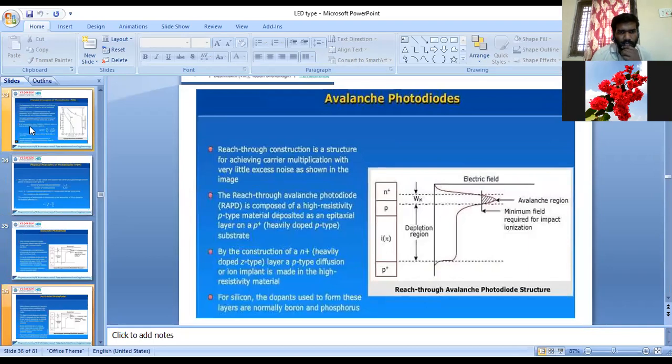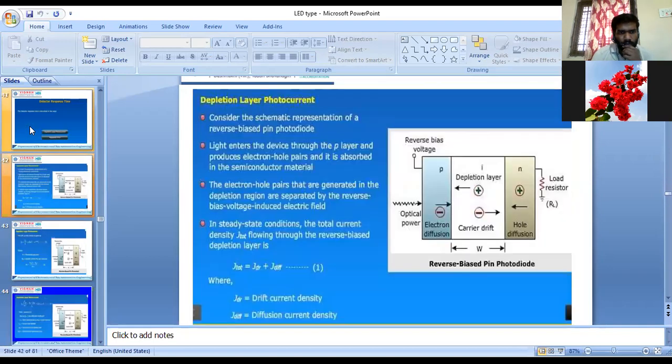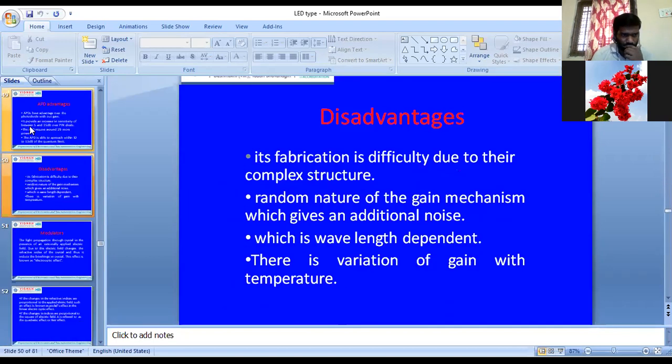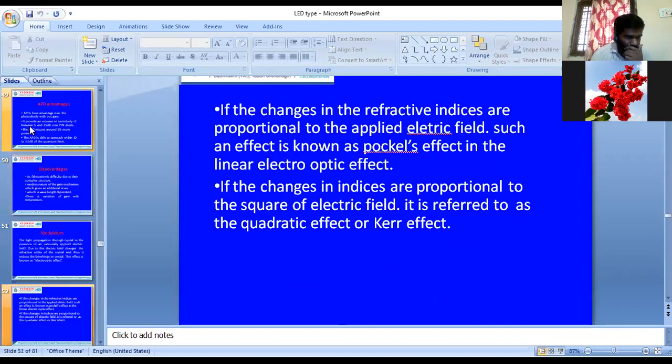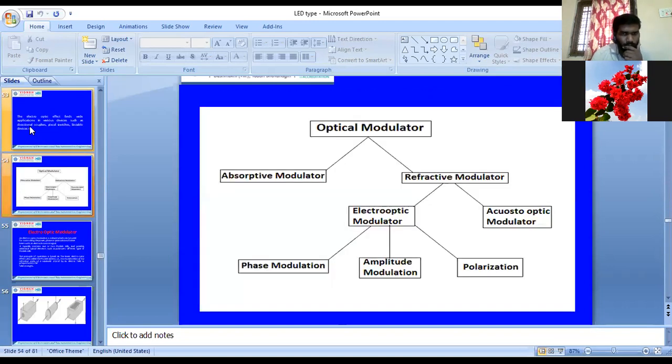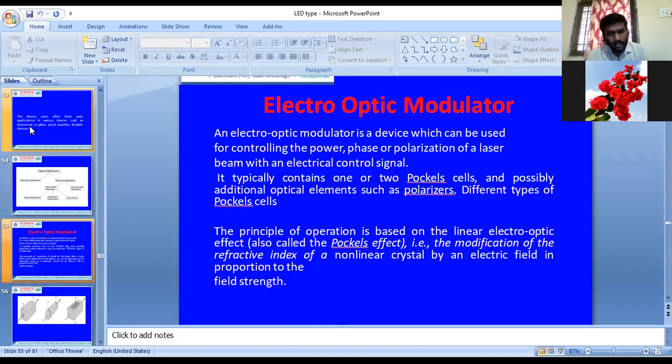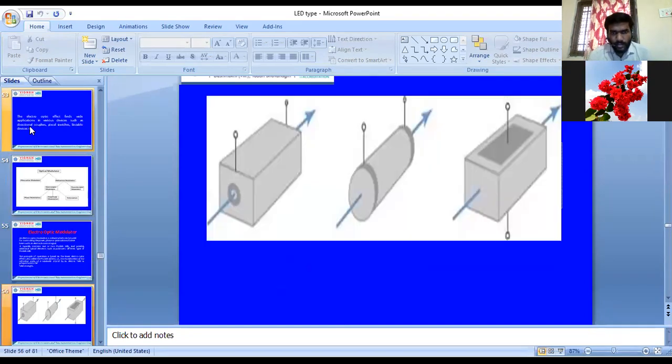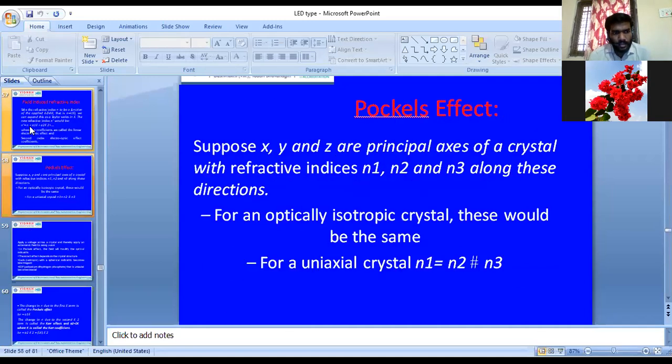Slides 57 and 64. Yes, this is 56, classification, and 57. Pockels effect, you can write down.